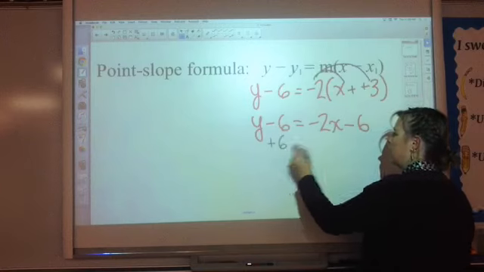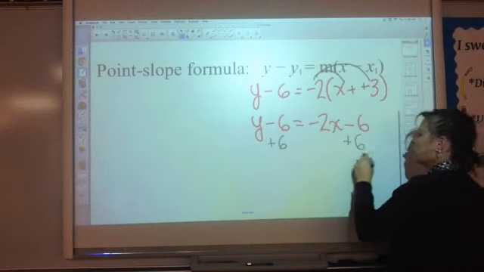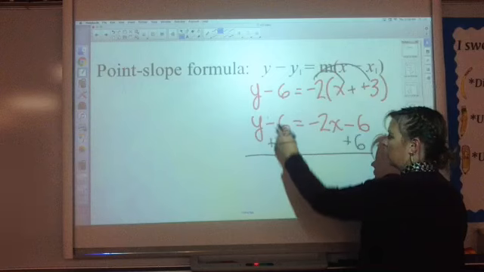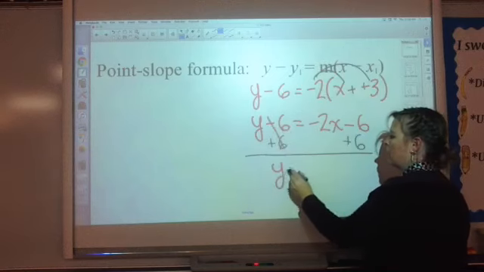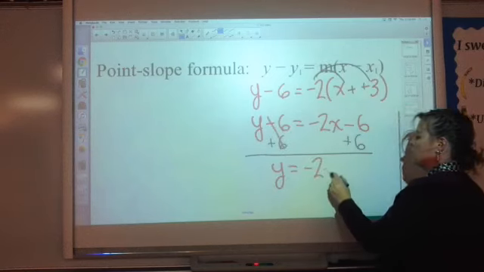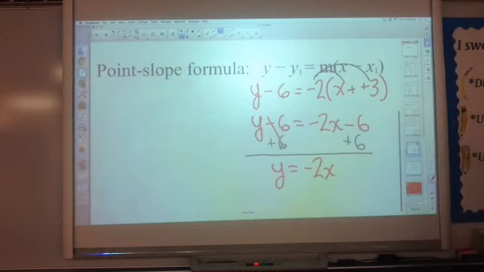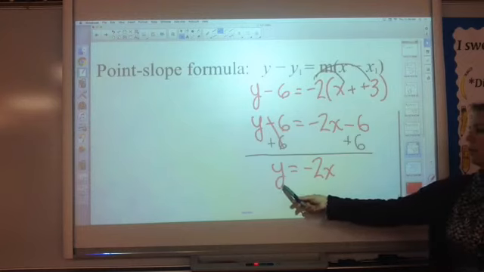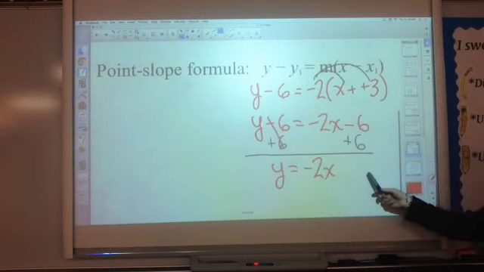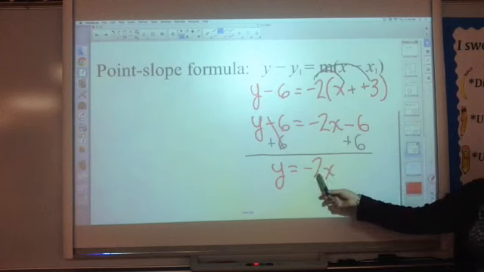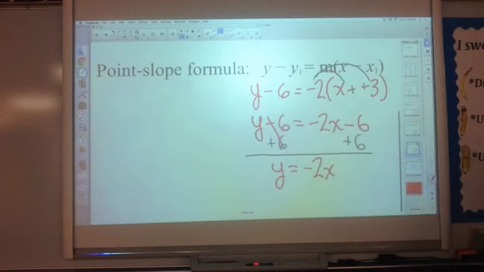Add 6 to both sides. Look at what happens. Y equals negative 2x. Negative 6 plus 6 is 0. Please don't write the 0. Your equation is still in slope-intercept form. Y equals negative 2x plus 0. M is negative 2. B is 0. If you had to graph it, you'd start at 0.